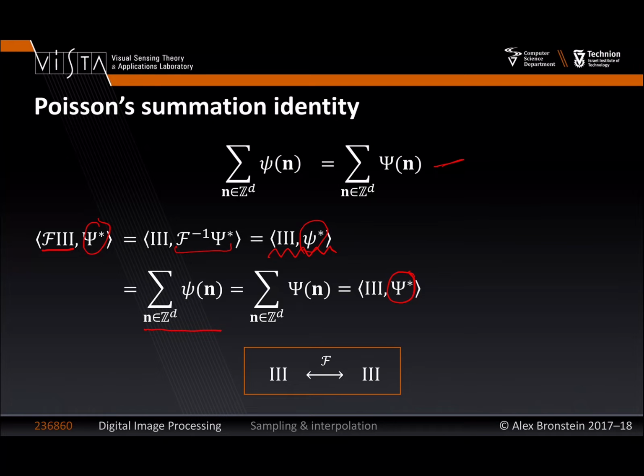And you see that on one side it's the same test function here and here, right? On one side, we have the Fourier transform of Dirac's comb acting on the test function. On the other side, we have the Dirac's comb itself acting on the same test function. This is true for every test function, so it means that these two distributions are identical. We cannot distinguish between them.